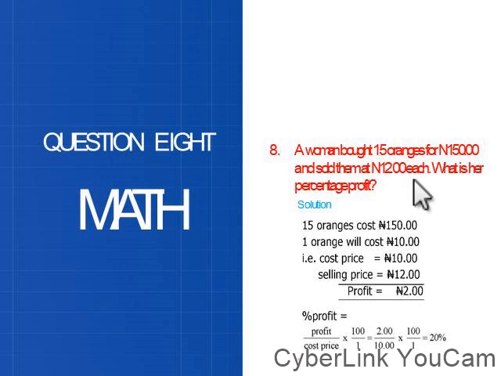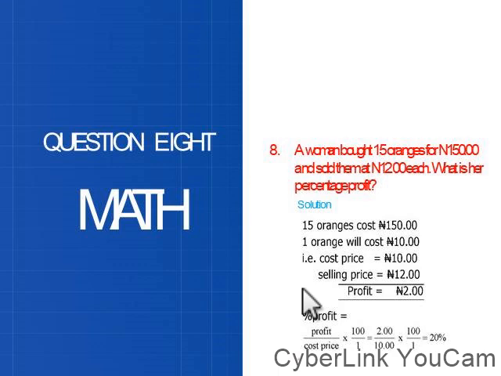So her selling price was 12 naira each. Of course, if you remember the formula of profit, profit is selling price minus cost price. I'm not going to talk about loss now, because the question is not directed towards loss, but you must also know the formula for loss.